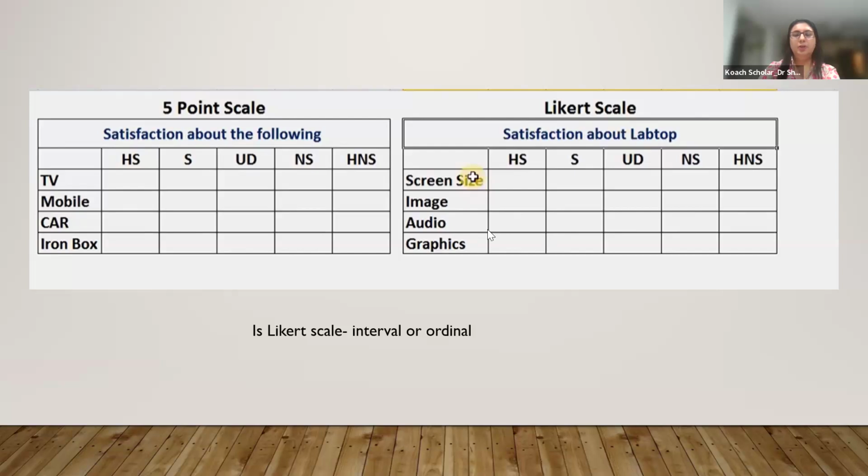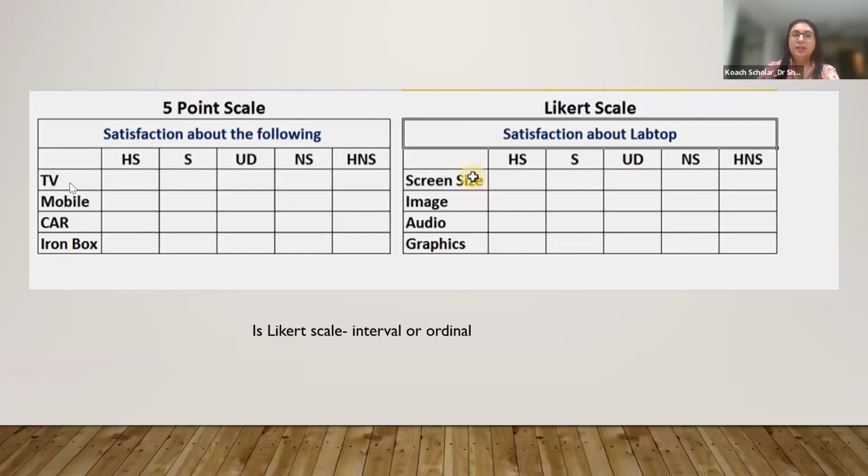Sir, how did you feel that both are ordinal? You have a 5-point scale and objects are there. There is no ratios involved here. No. First one is ordinal and the second one is interval. See, this is talking about satisfaction about a laptop, and screen size, image, audio, graphics are all associated with the laptop. As I explained, when all your items are associated with one thing, it is an interval scale.